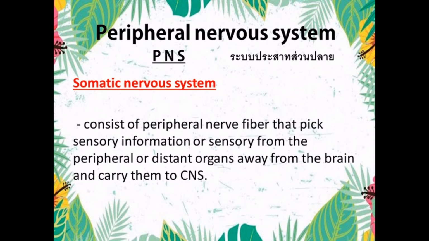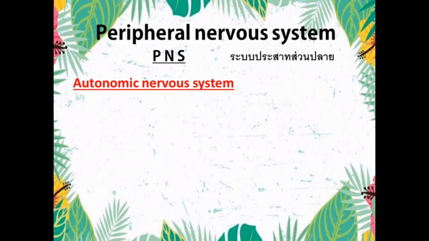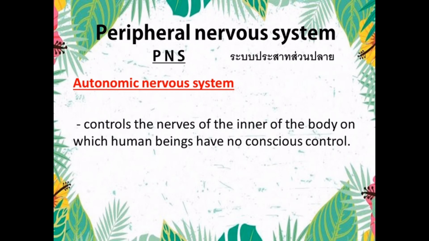One part of the peripheral nervous system is the somatic nervous system. It consists of the peripheral nerve fibers that pick up sensory information from the peripheral or distant organs away from the brain and carry them to the CNS. Number 2, autonomic nervous system. It is a system that controls the nerves of the inner body, over which human beings have no control. So that is the somatic and autonomic nervous system.